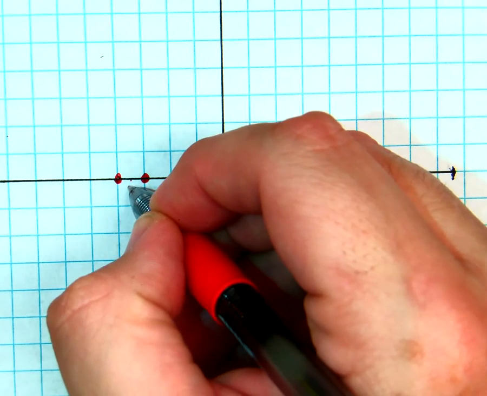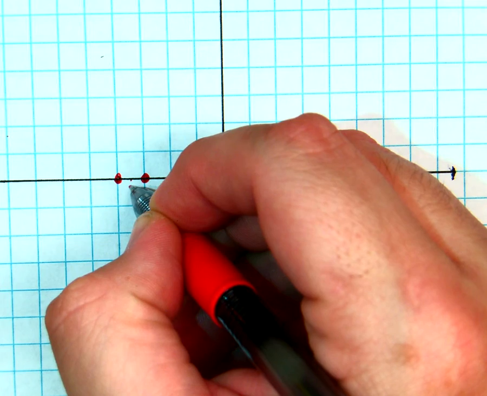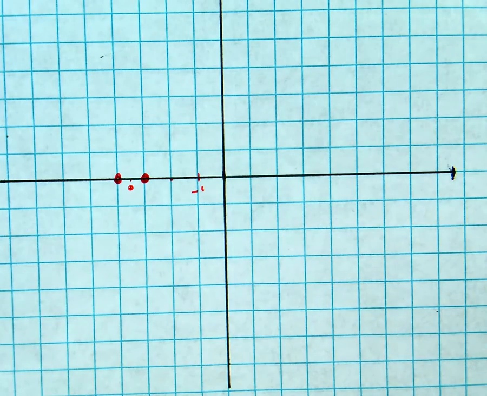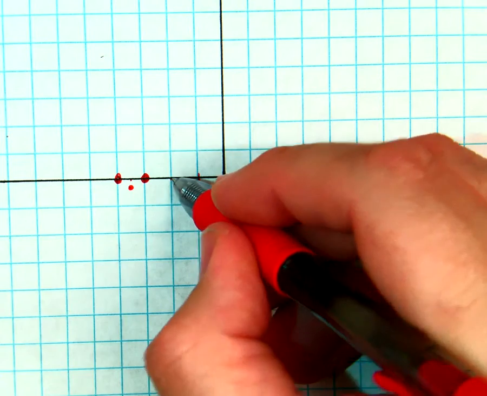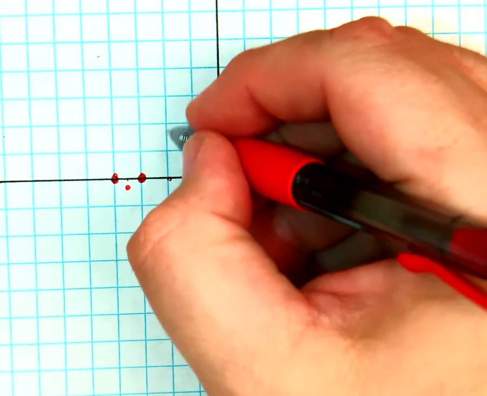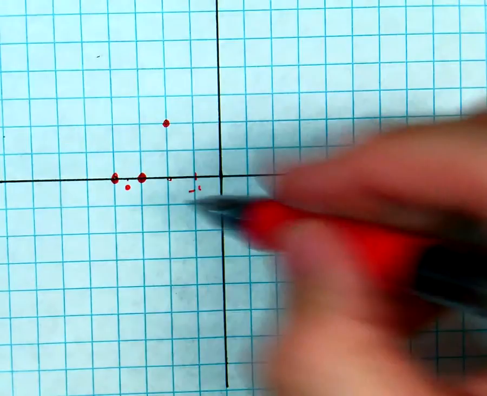And then what did I get at negative 2? 2. So I'm going to plot that point. What did I get at negative 1? 6. 1, 2, 3, 4, 5, 6.